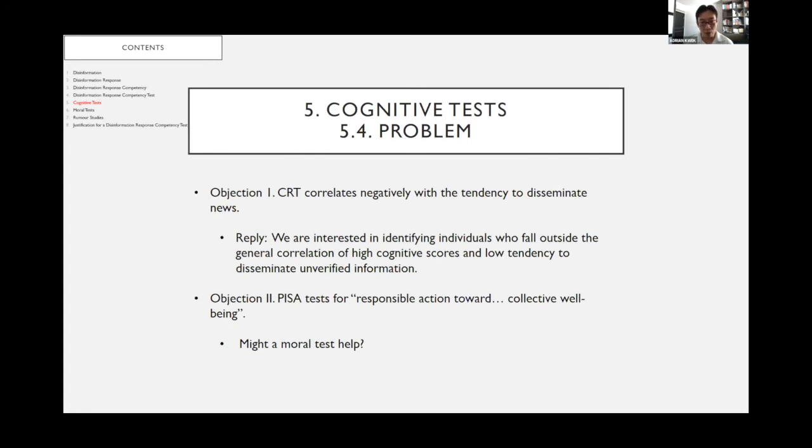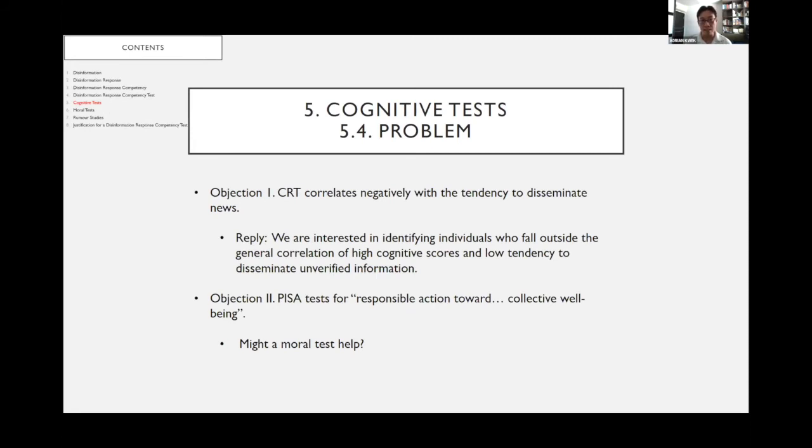Okay, so let's look at objections to the problems that I raised. The first objection is the CRT correlates negatively with the tendency to disseminate news. This is the result of a study. You can ask me for the reference if you're interested. So how do I respond to this objection?